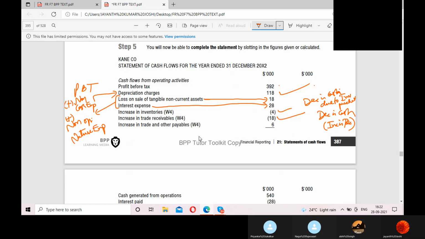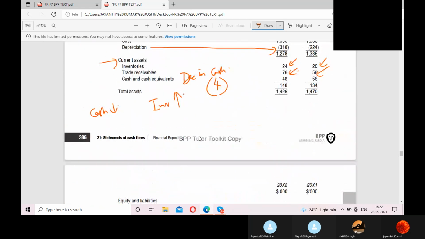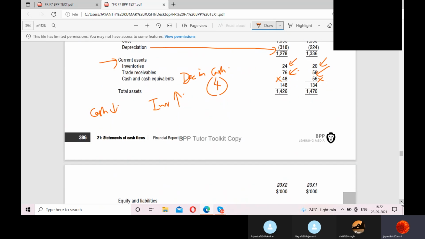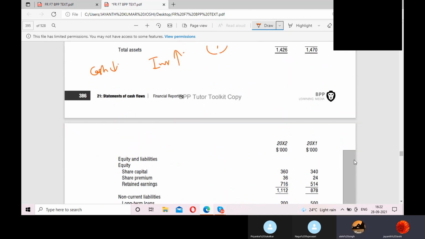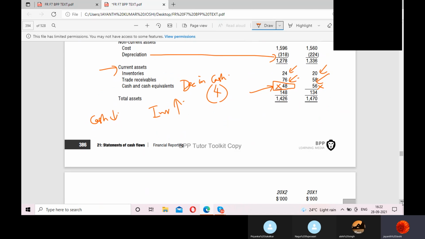Now there are no other current assets. We won't take cash and cash equivalents. You already know why we don't take it: because we are preparing the cash flow statement. After making the cash flow statement, we should see whether the current year ending figure is 48 or not. That is our aim. Okay. Next.